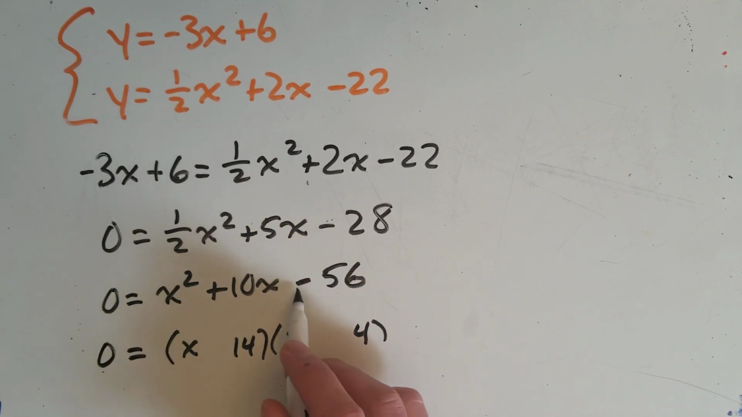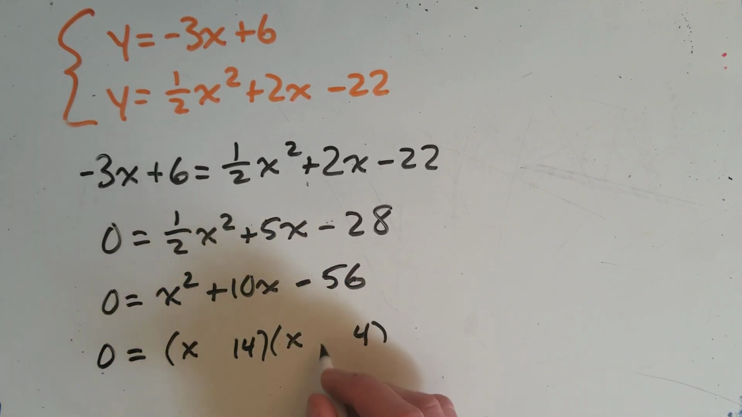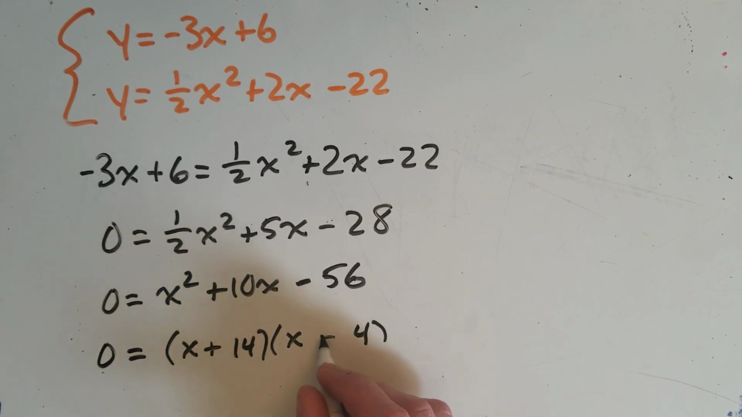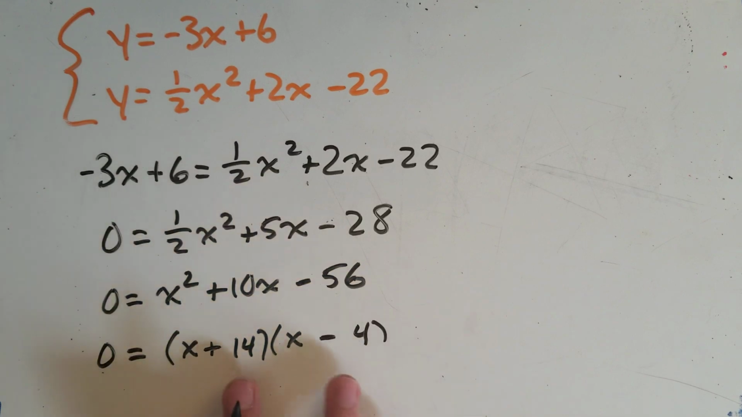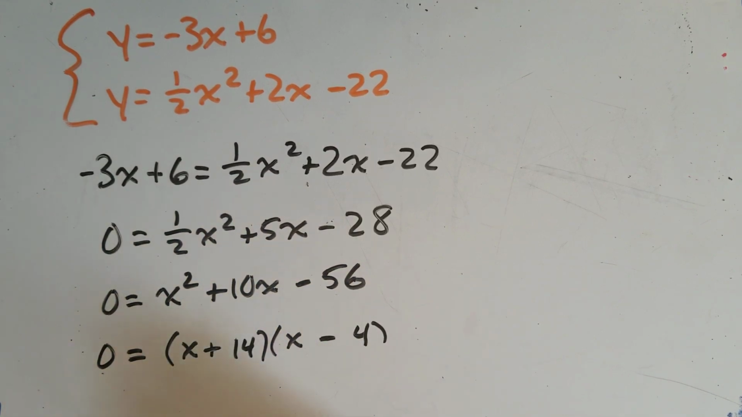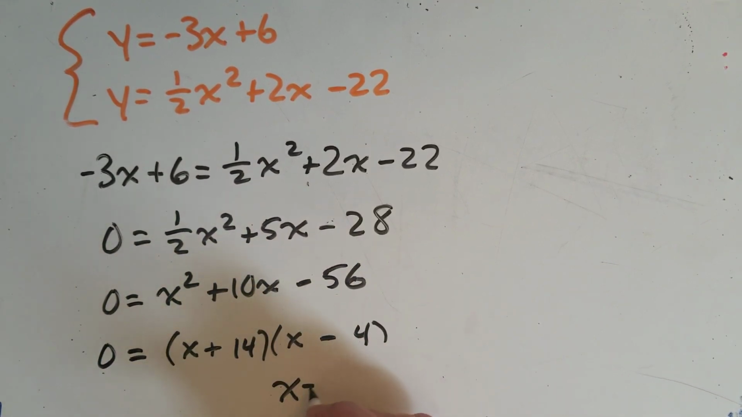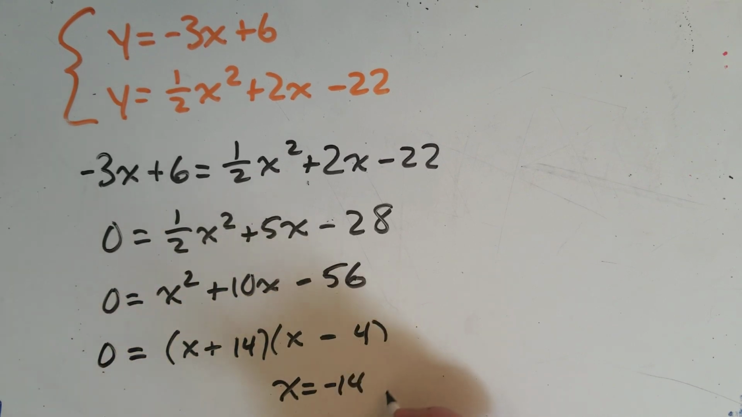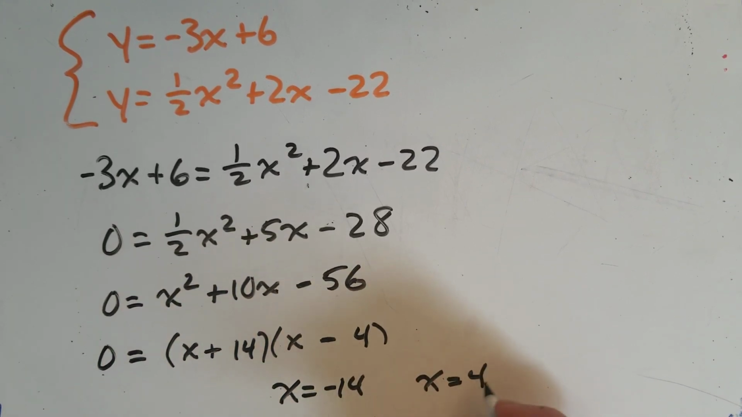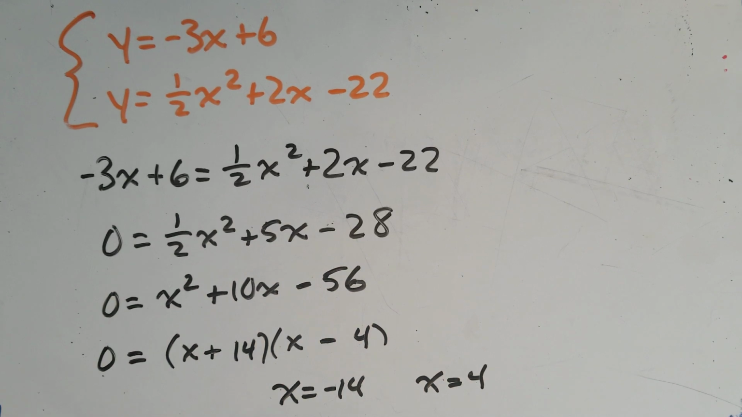We know that one has to be positive, one has to be negative. So if we have a negative 4 and a positive 14, those would be two factors that multiply to be negative 56. And when you add them up, you're going to get the positive 10. So that means x could either be negative 14 or x could be positive 4. And now we just need to figure out the corresponding y values.